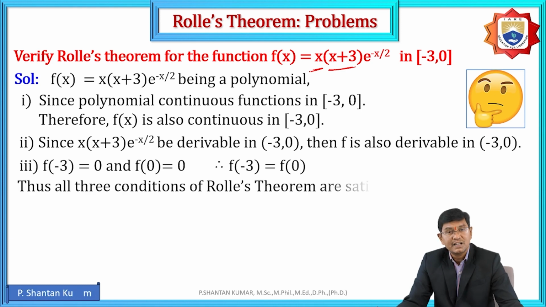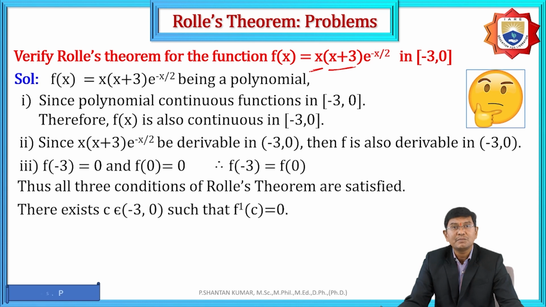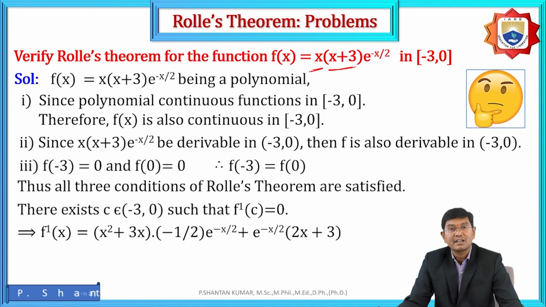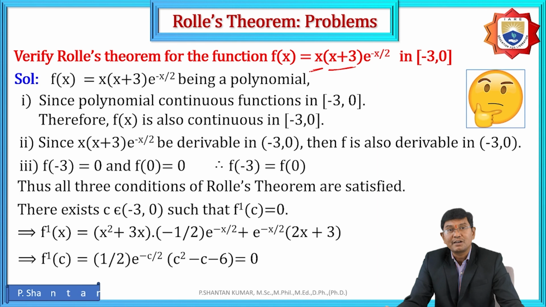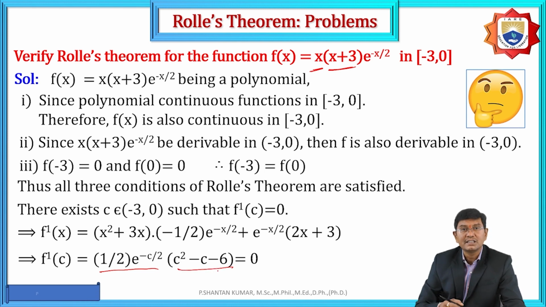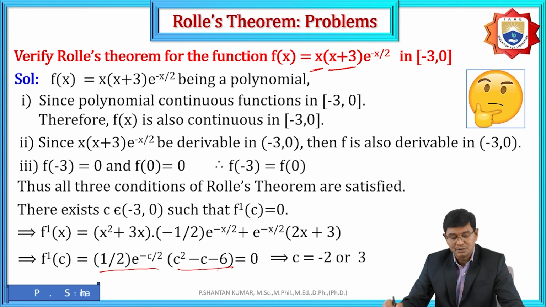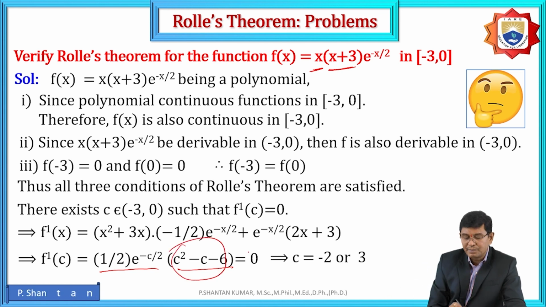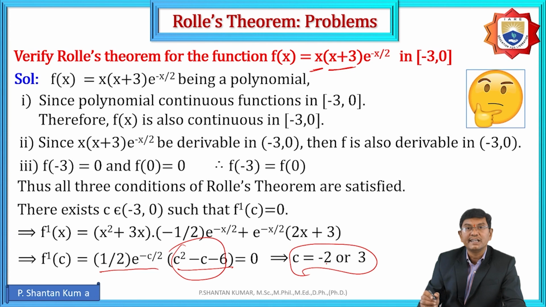That means f dash of c is, according to the product rule, u into v dash plus v into u dash. After this we replace x with c, and take out e power of minus c by 2 as a common factor, the remaining part is this. Here, by equating it to 0, we get c square minus c minus 6 is equal to 0. By solving this we obtain the values minus 2 and 3.